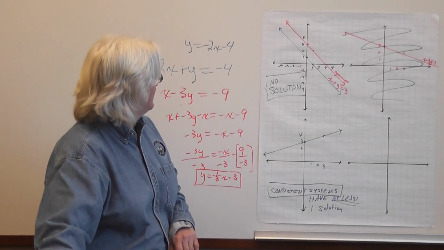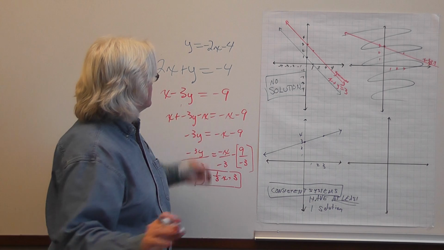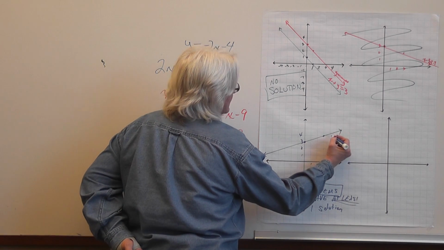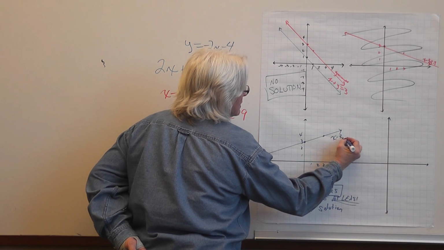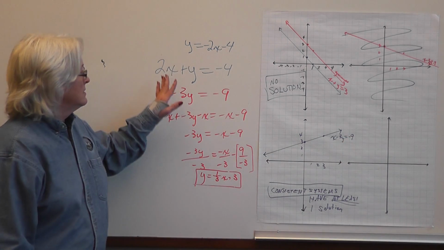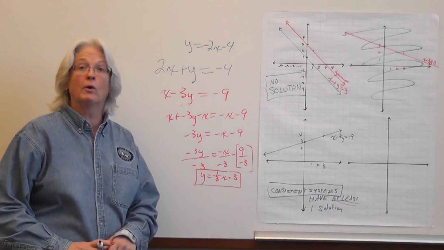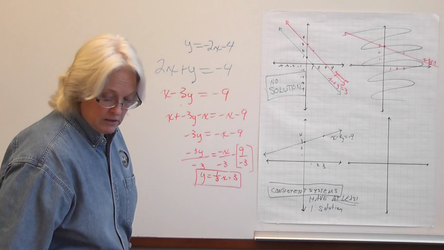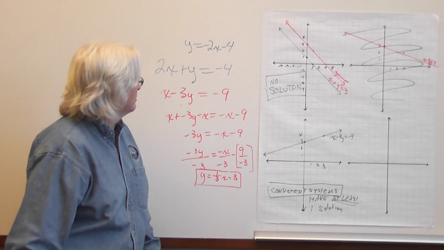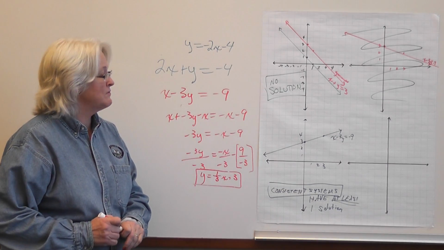This is the graph of our first equation that we solved. x minus 3y is negative 9. Now, 2x plus y is a negative 4. Let me go ahead and switch back to my red marker on this. y is equal to negative 2x minus 4.